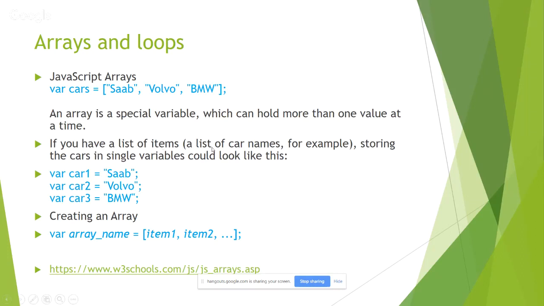If you have a list of items, a list of car names for example, storing the cars in a single variable could look like this. If you want to repeat this, you will have to repeat var car1, var car2, var car3. Creating an array: var array name equal item1, item2. This is the syntax that is used to create an array.